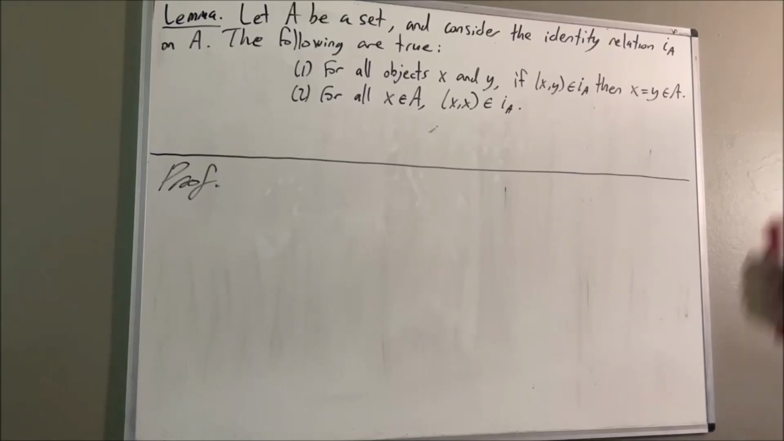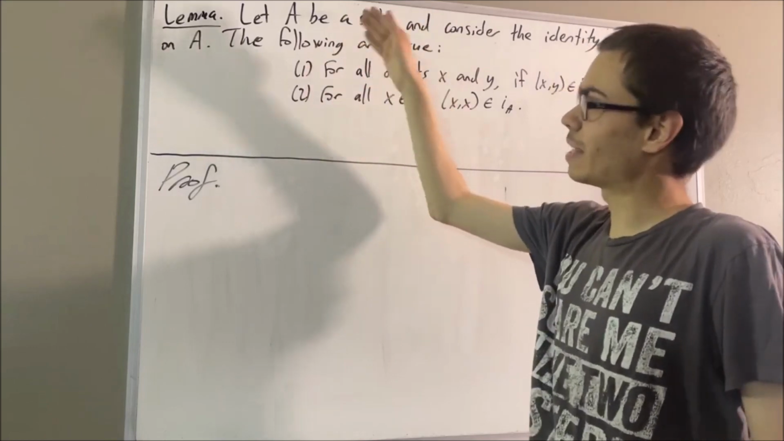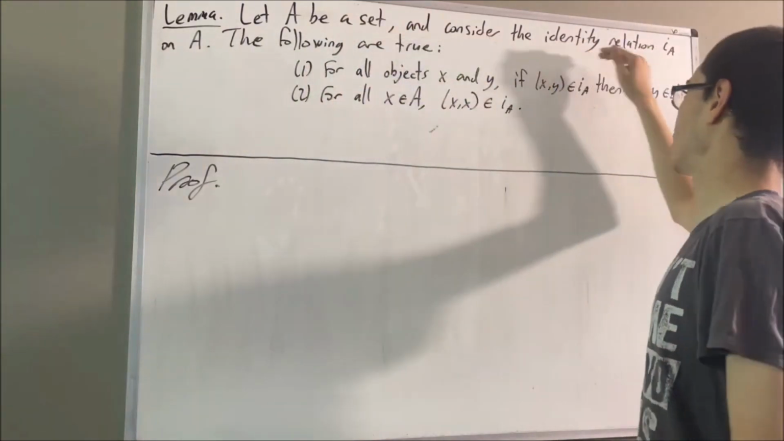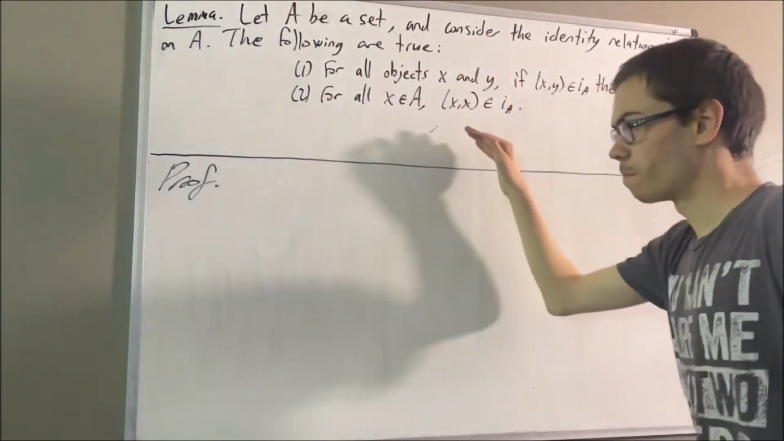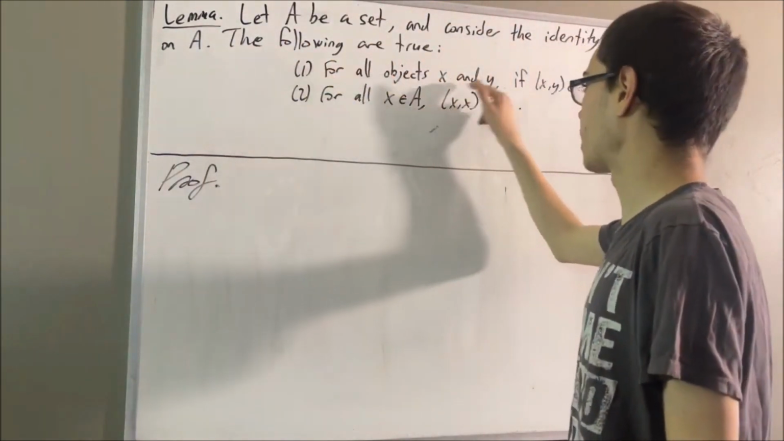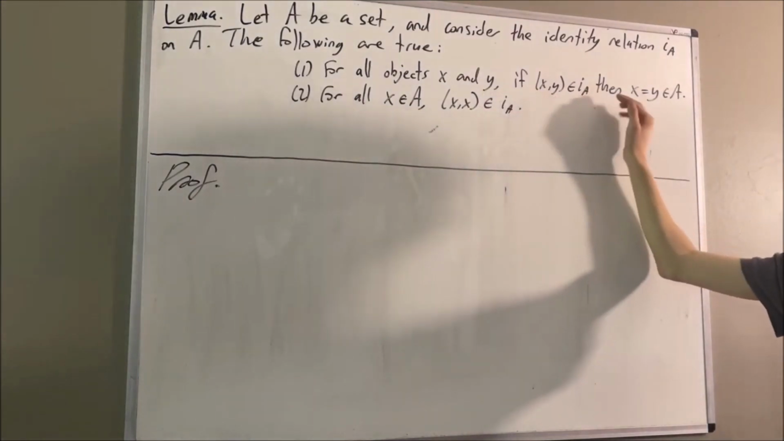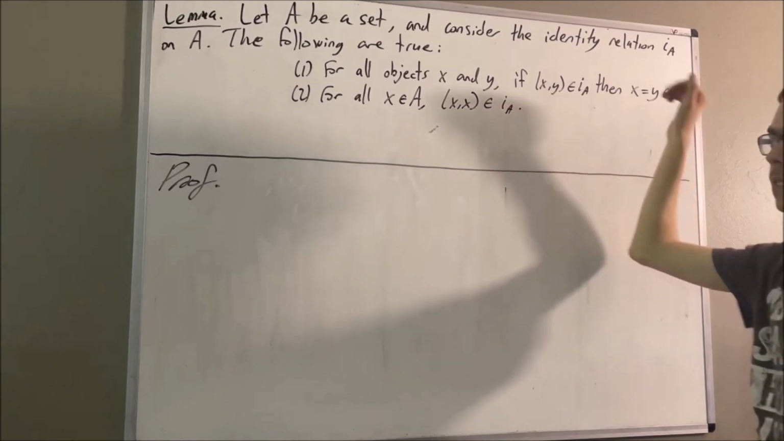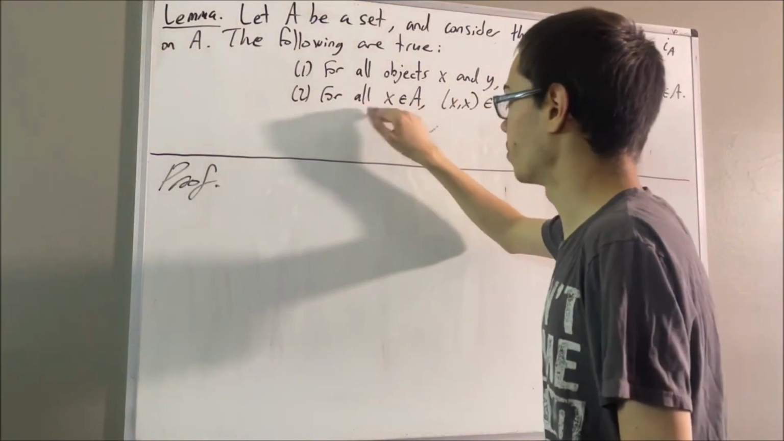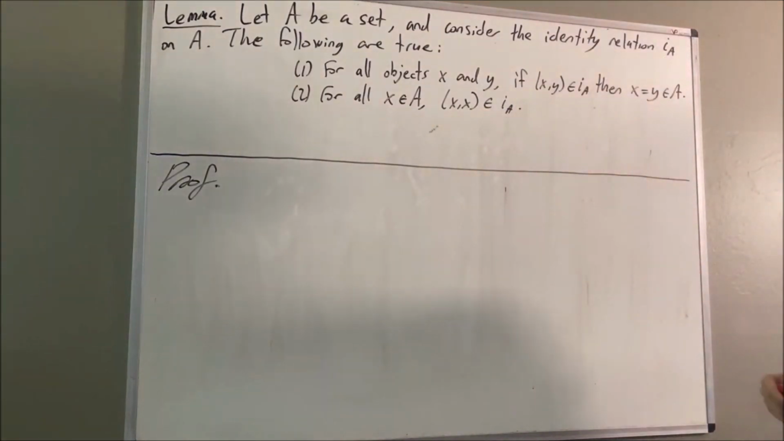Hello! In this video, we are going to prove the following lemma. Let A be a set and consider the identity relation on A. The following are true. One, for all objects x and y, if x comma y is an element of the identity relation on A, then x is equal to y, which is an element of A. Second, for all elements x in A, x comma x is an element of the identity relation on A.